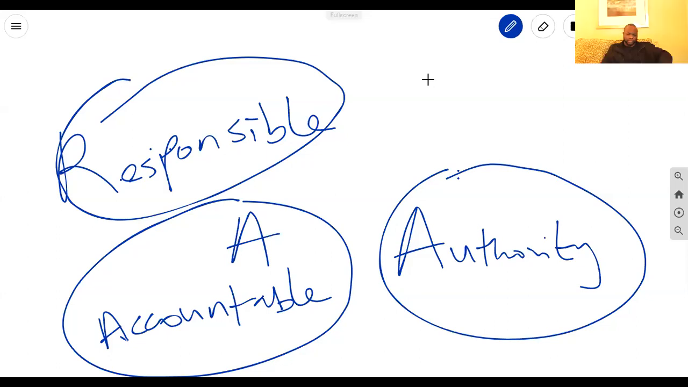So what am I responsible for? What am I accountable for? Where does my authority reside? Or with whom does the authority to do X reside? Project manager should be thinking about these things. Okay.